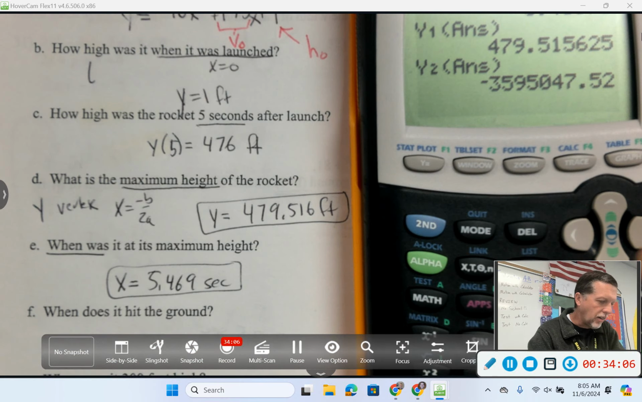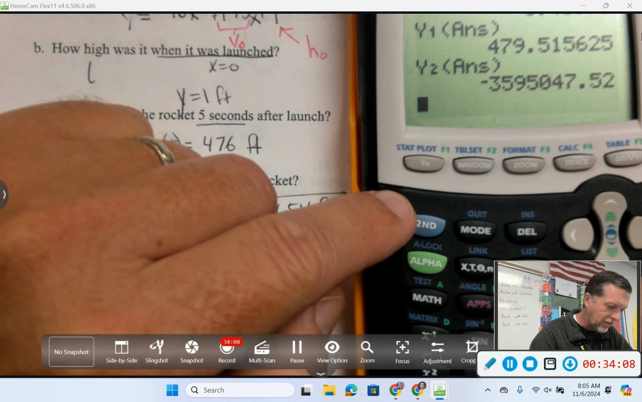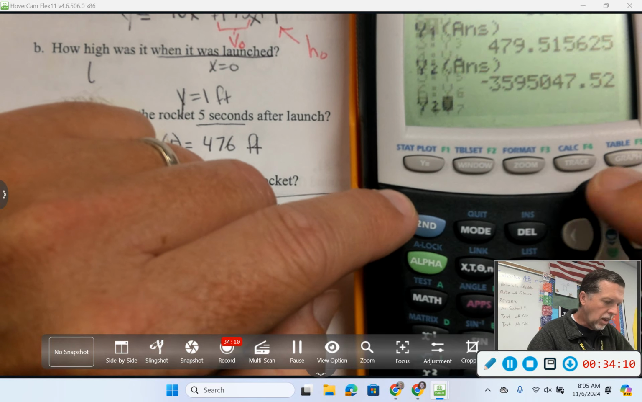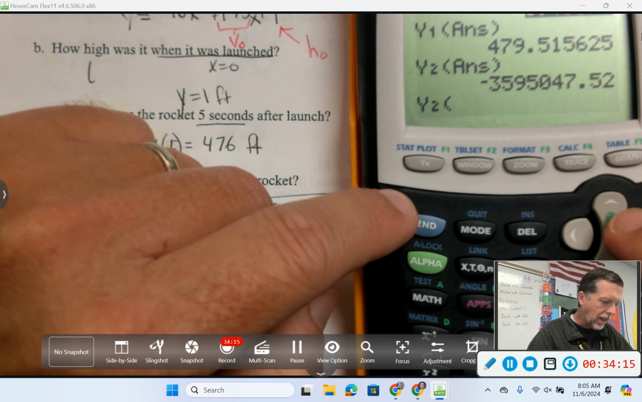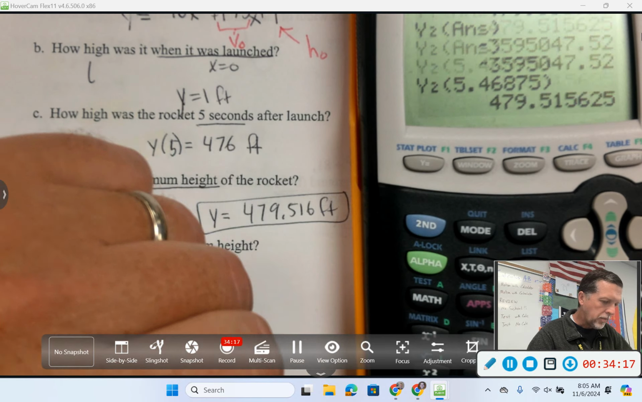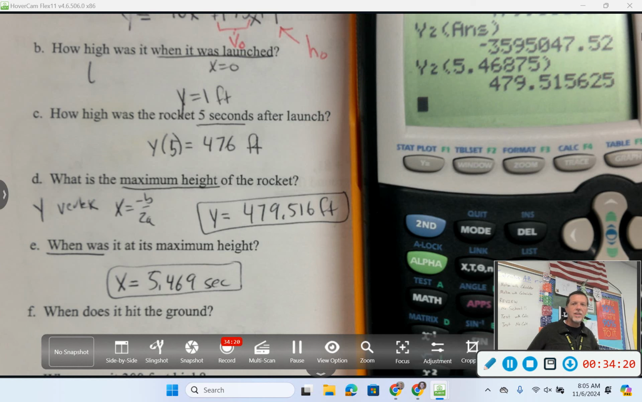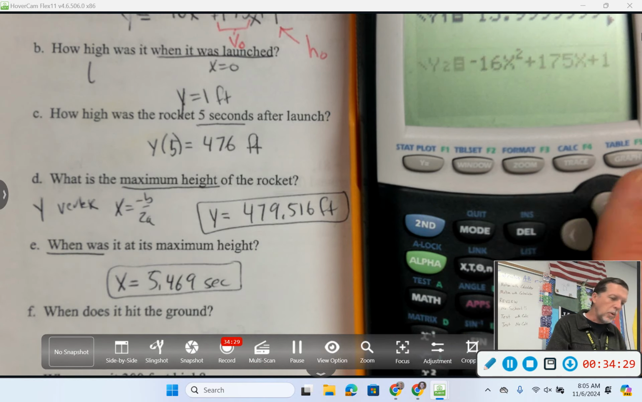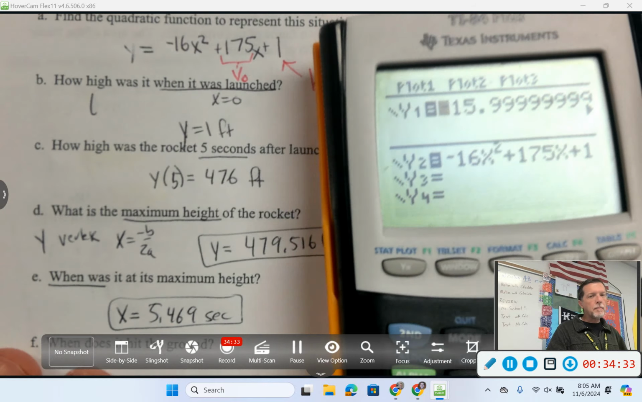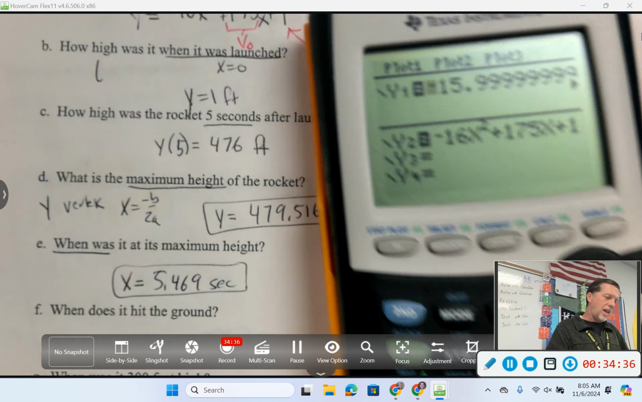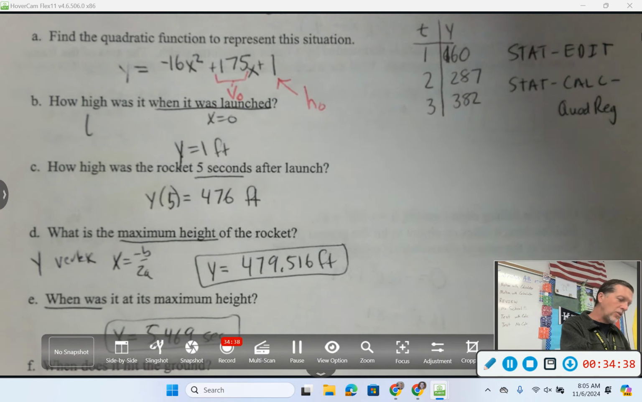Oh, that's definitely not right. Oh, because I did it of the answer, not of Y2. Still 479.516. So you should be accurate to 3 decimals, whether your calculator throws in the .99999 stuff or whether it rounds it correctly. So why am I not? You did something wrong. I would go back and check and see if you punched something in wrong.